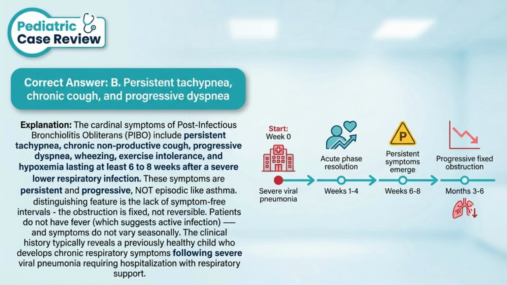The clinical timeline shows that after the acute phase, persistent symptoms emerge, including tachypnea, a non-productive cough, and progressive dyspnea. These symptoms are continuous, lasting at least 6 to 8 weeks, without the symptom-free intervals typically seen in asthma. The obstruction is fixed, and the patients generally do not have ongoing fever.